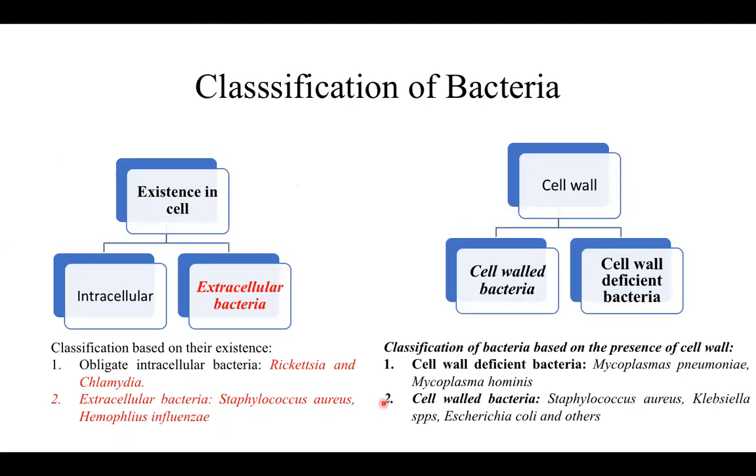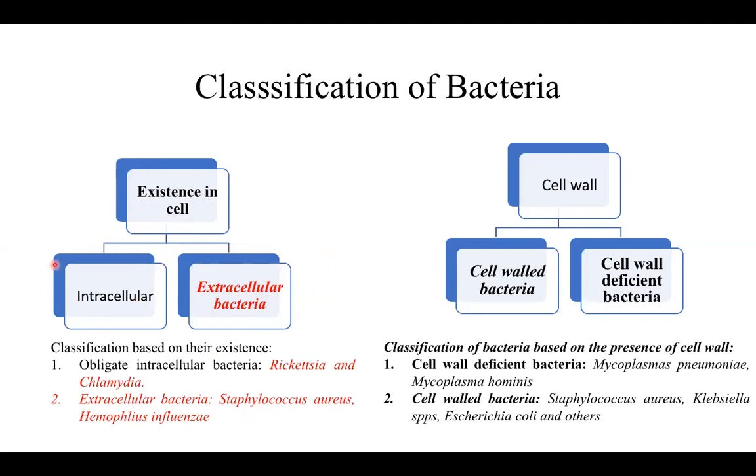Another classification of bacteria is based on their existence. Some bacteria are found inside the cells, and some grow outside the cells. Based on growth inside or outside the cells, bacteria are classified into intracellular bacteria and extracellular bacteria. Those bacteria which can grow outside the cells, in culture media like blood agar and chocolate agar, are known as extracellular bacteria. Examples are Staphylococcus aureus and Haemophilus influenzae.